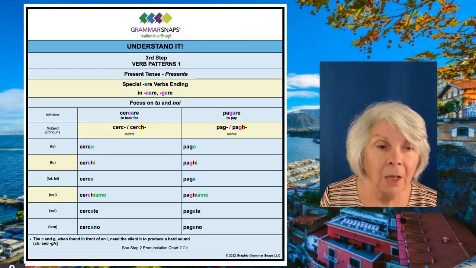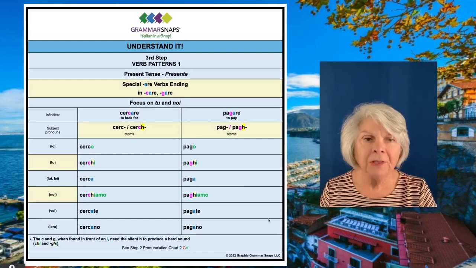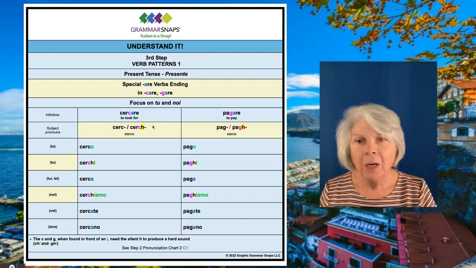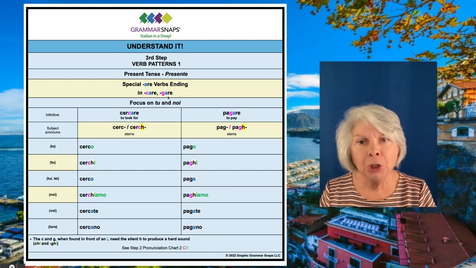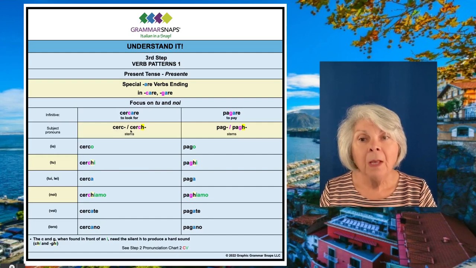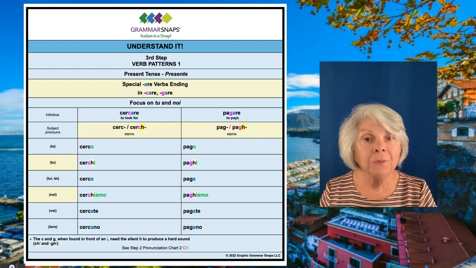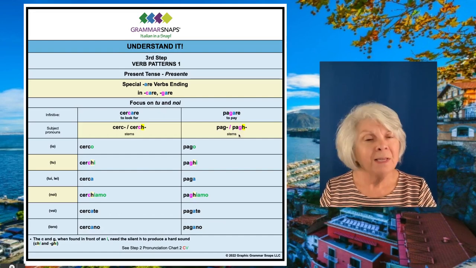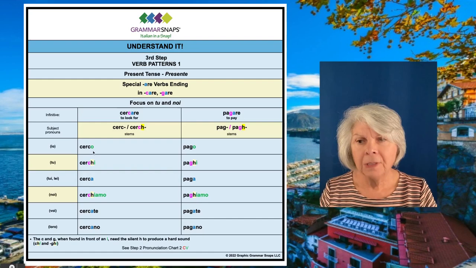Now let's look at other verbs that are considered regular, but they do have two particular changes. Let's focus on C-ARE verbs and G-ARE verbs. C-ARE verbs have two stems, cerc, the regular stem, and cerch. Same thing with G-ARE verbs. We have pag, regular, and pagh. Let's see why we needed to do that. So this gives us cerco, cerchi, cerca, cerchiamo, cercate, cercano.